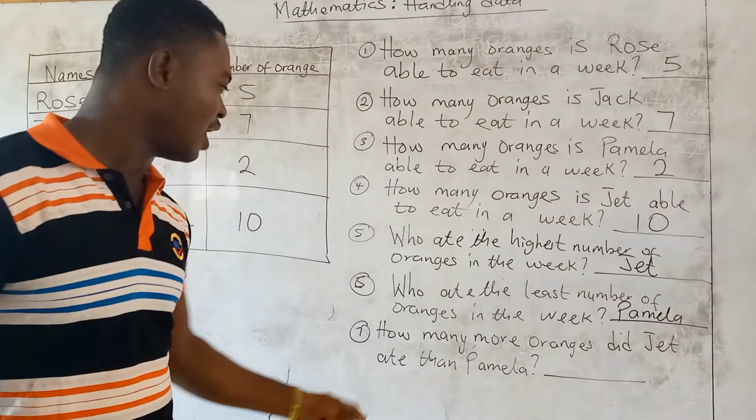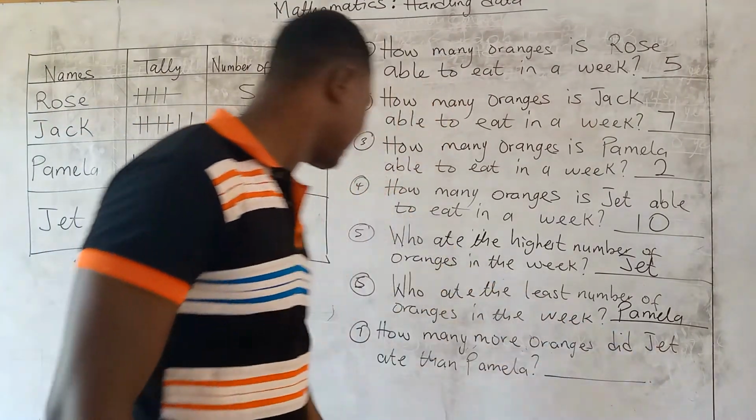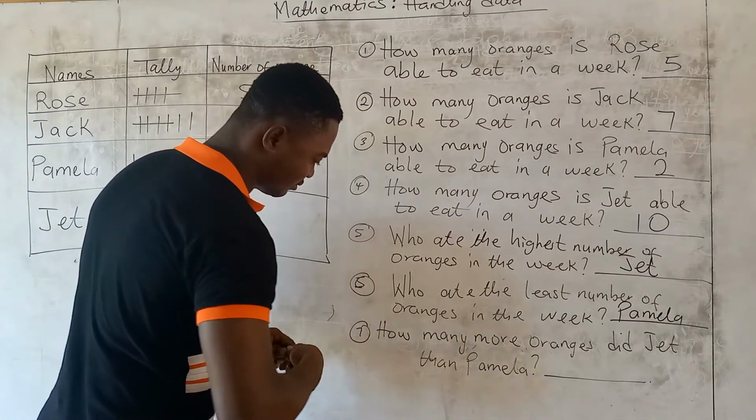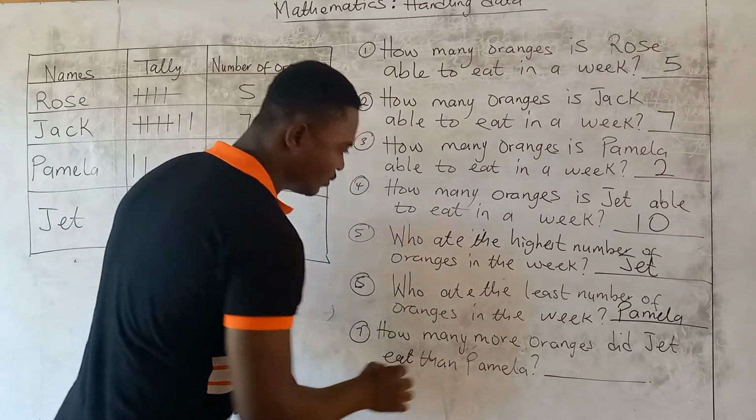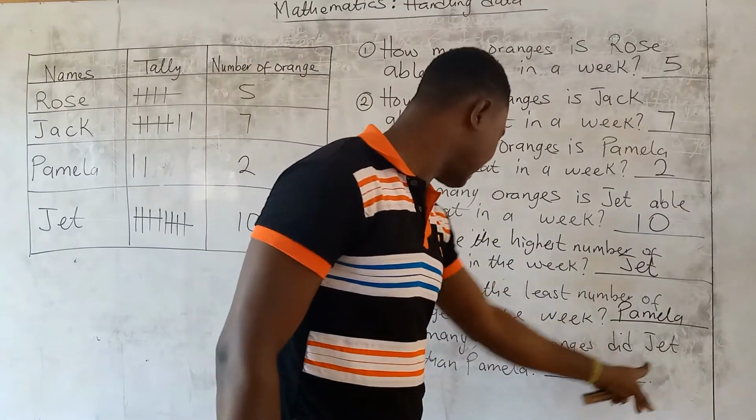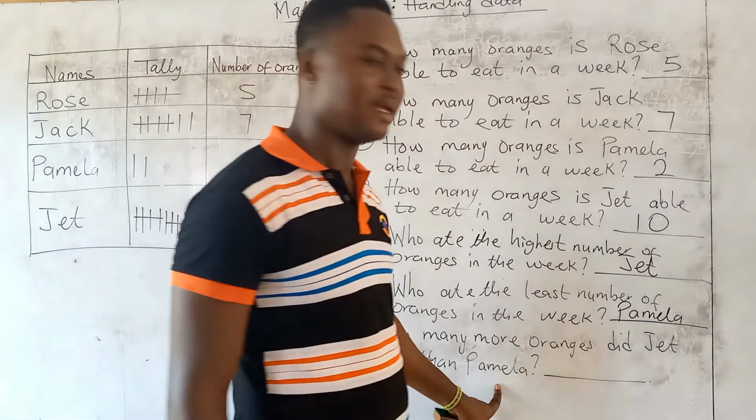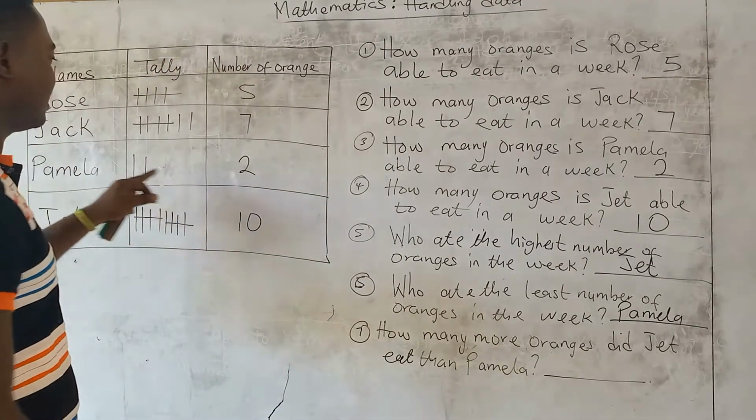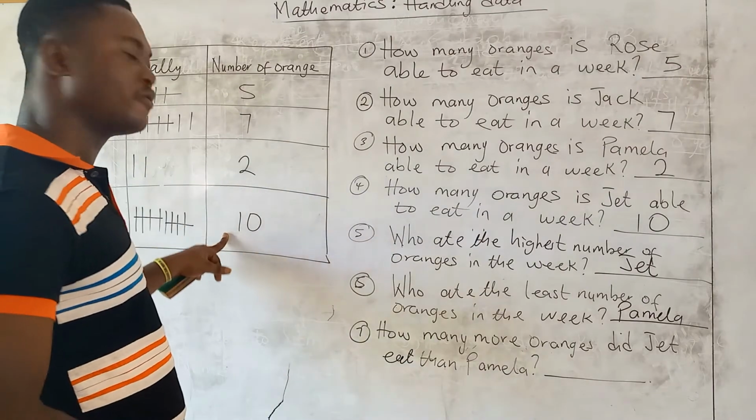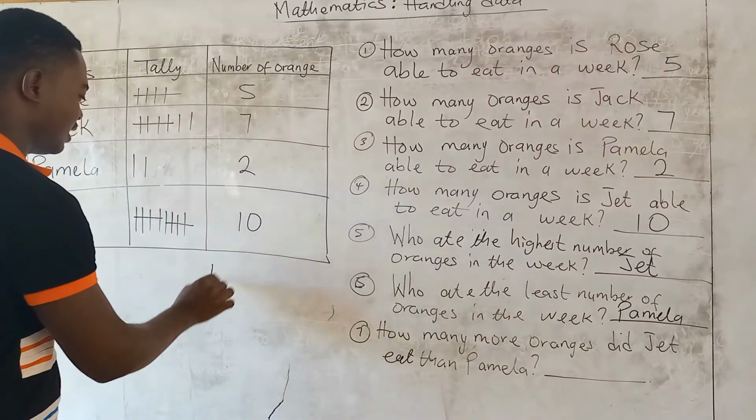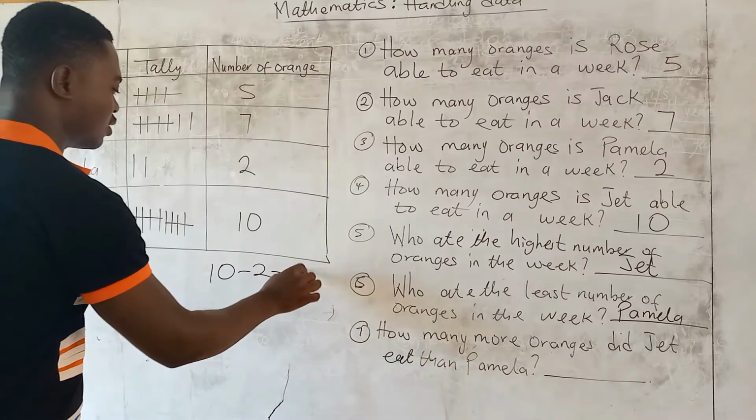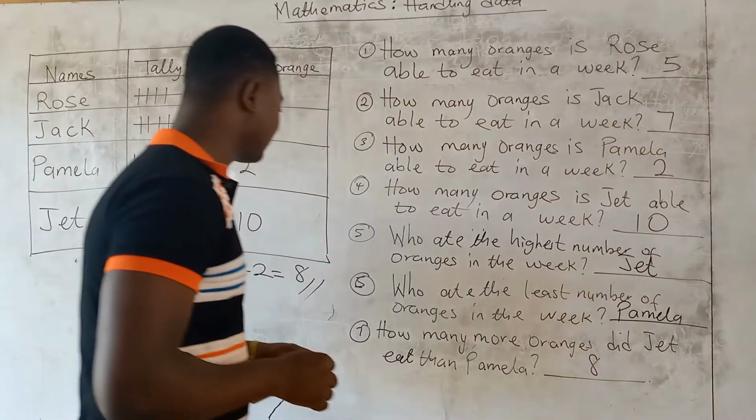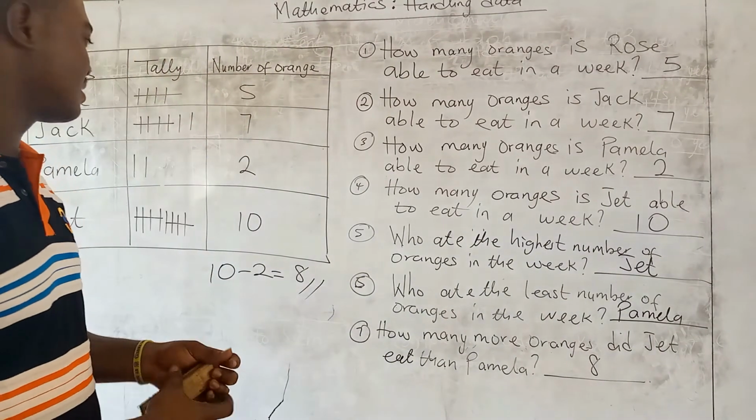Then the last one. How many more oranges did Jet eat than Pamela? So from here, Jet ate 10, Pamela ate 2. So we just subtract the 2 from 10 to get our answer. So 10 minus 2 is equal to what? 8. So we write 8 here. So Jet ate 8 more oranges than Pamela.